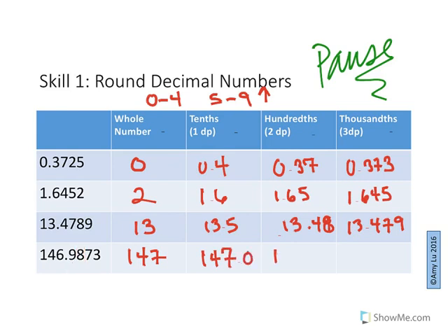And then when we round it to two decimal places, this should be 146.99. And we round it to three decimal places, this would be 146.987. That's it.